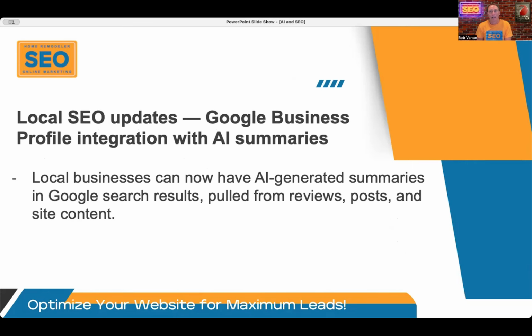And then for local SEO updates, your Google Business Profile is now integrating with AI summaries. And so now these local businesses and these GBP pages can have AI-generated summaries that show up in Google search results. And then they pull your reviews in, they pull your post content in, they pull in the site content that you have on various pages of your website. And so optimizing your GBP content is really, really key for visibility.